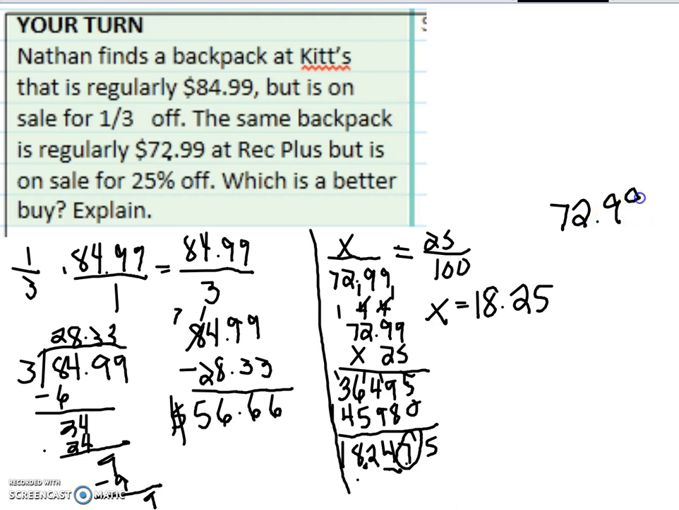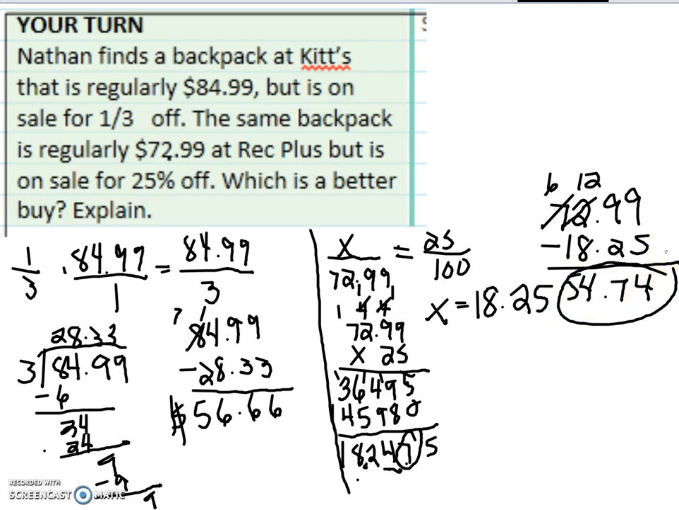So $72.99 minus $18.25. 9 minus 5 is 4. 9 minus 2 is 7. We have to borrow. 12 minus 8 is 4. 6 minus 1 is 5. We have $54.74. Okay, and what is the better buy? $56.66 or $54.74? Well, $54.74 is cheaper, so that's the better buy.